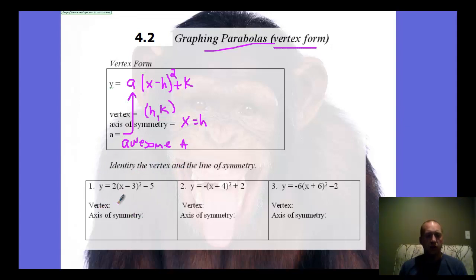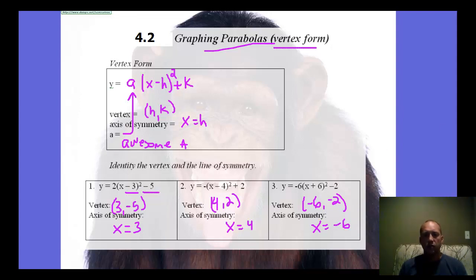So here the vertex is going to be, it's the opposite of the number you see for our x value. So h is opposite of negative 3, so it's positive 3, comma, then the actual number including the sign for k. So (3, negative 5) is the vertex. The axis of symmetry is going to be x equals 3, the vertical line through that point. Here the vertex is going to be (4, 2). Axis of symmetry, x equals 4. The last one here, we have the vertex being (negative 6, negative 2). And then the axis of symmetry is going to be x equals negative 6.